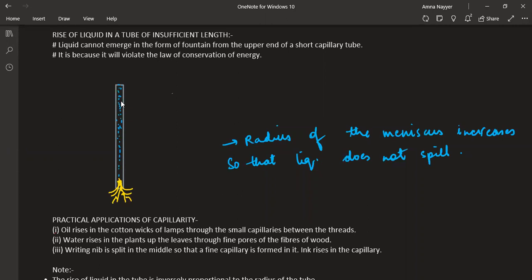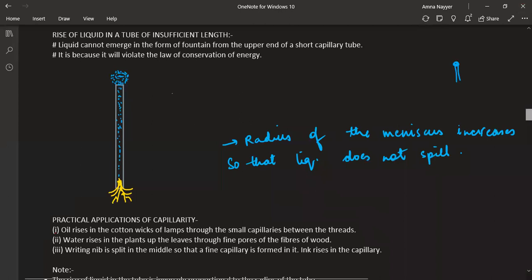Here, what will it do? Just the radius of the meniscus will increase at the edge. Like this, the radius of the meniscus will increase and it will be exactly on the capillary tube. If this is the capillary tube, this was the radius of the tube, you will see it like this. This is just a theory-based question that comes.